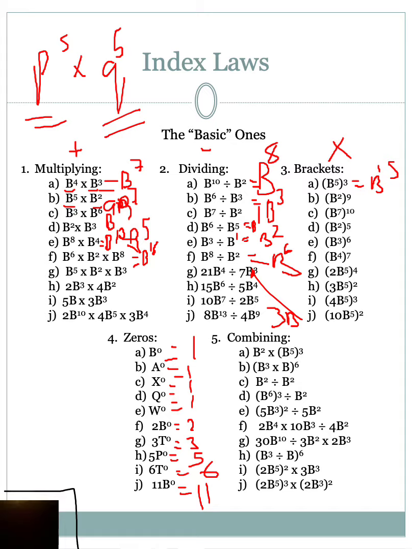Okay, so they are my questions, guys, for the rules of indices. So when I multiply, I add the powers. When I divide, I subtract the powers. When I have a bracket raised to a power, it is multiplying. And then number 4 is anything to the power of 0 is always 1. Okay, so that is my answer for those guys.